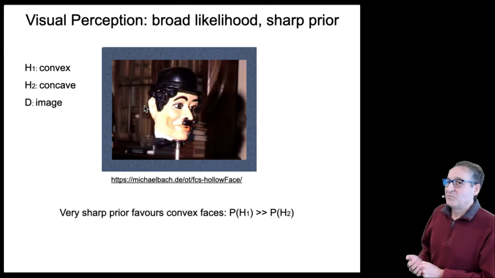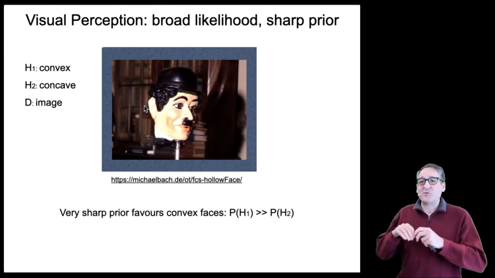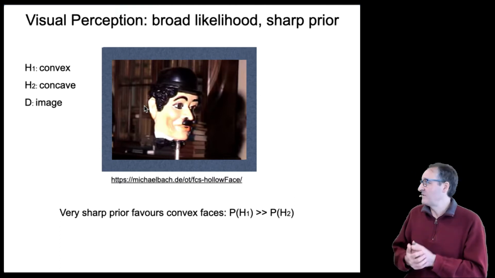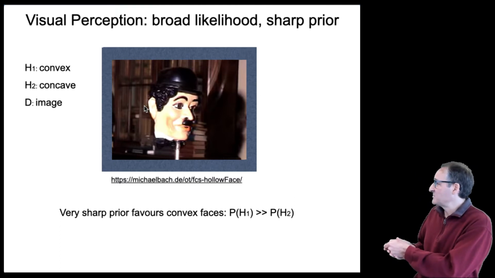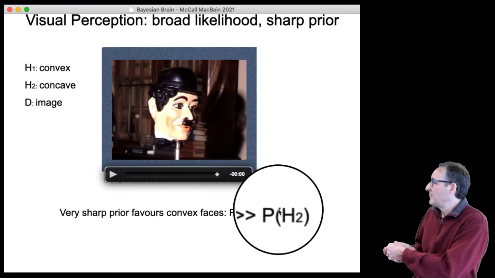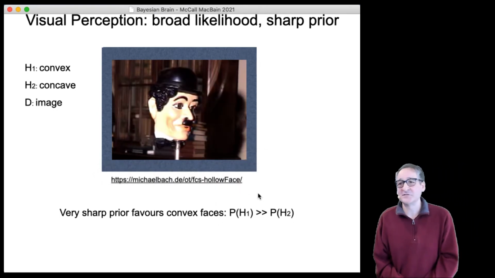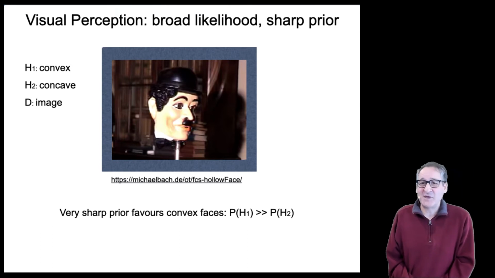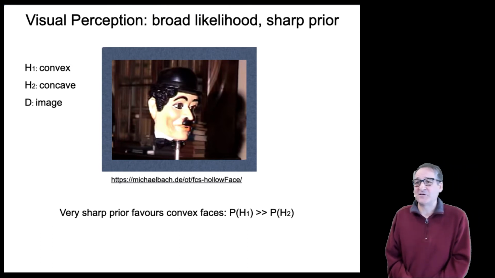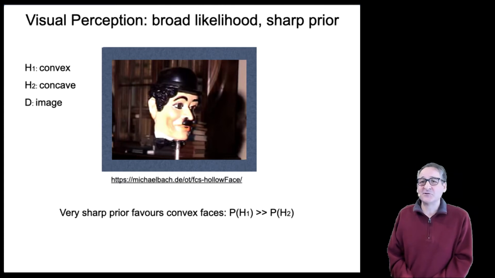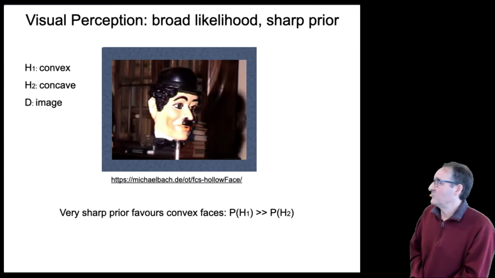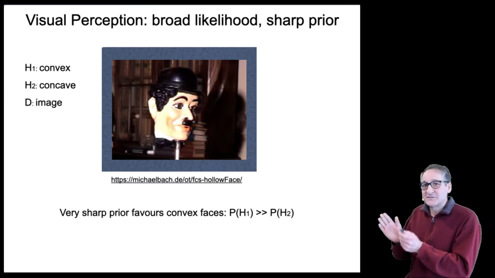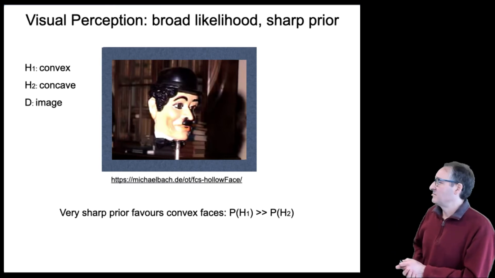Now, I would wager that our brains have a very sharp prior in favor of bulging outward faces. In other words, P of H1 is much greater than P of H2 for us, because throughout our lives we see hundreds of thousands of faces, and they're always bulging out, except maybe on Halloween if you look at the inside of your mask. So we have extremely little experience with hollow faces, and an overwhelming prior bias, if you will, for a bulging out face.